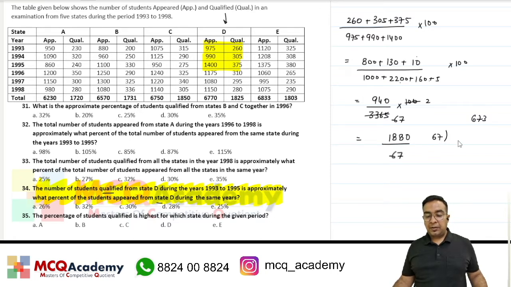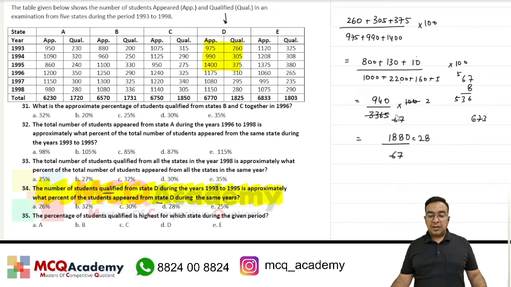इसको जब सॉल्व करेंगे तो ये वैल्यूज देखिए क्या आ रही हैं, 1880. 67 2s is equal to 134. This is 0. 8 minus 4 is 4. 8 minus 3 is 5. 67 8s. So this is equal to 28 point something.